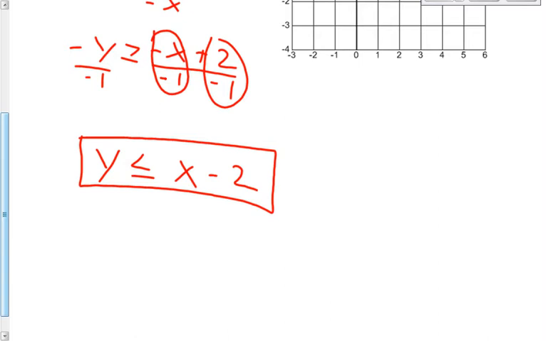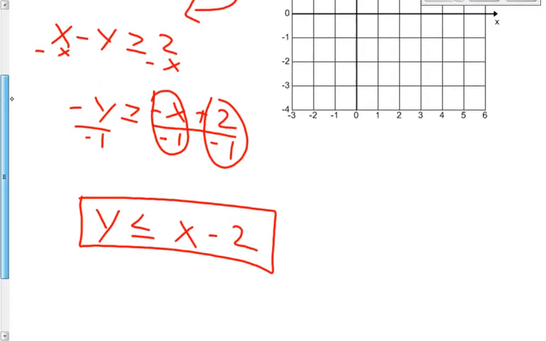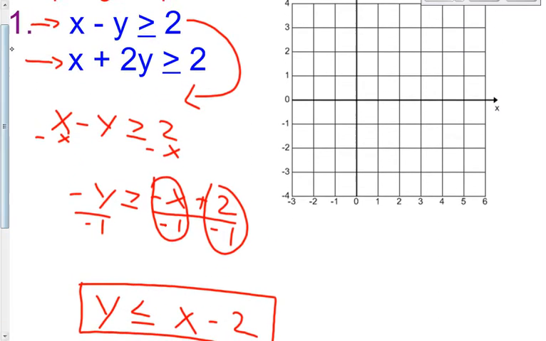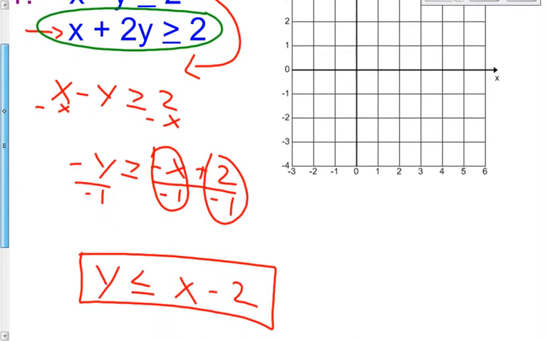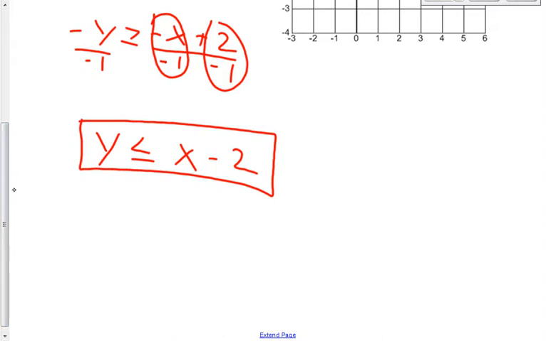And why don't we do that right now? Actually, I changed my mind. Let's do that later. Let's first put this one into y equals mx plus b form. x plus 2y is greater than or equal to 2.